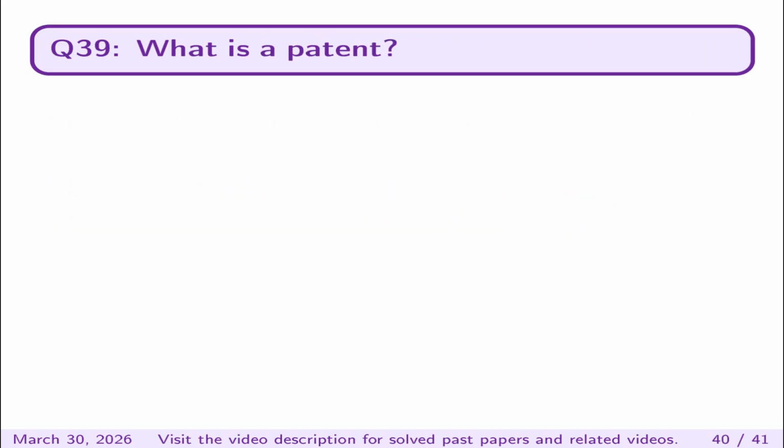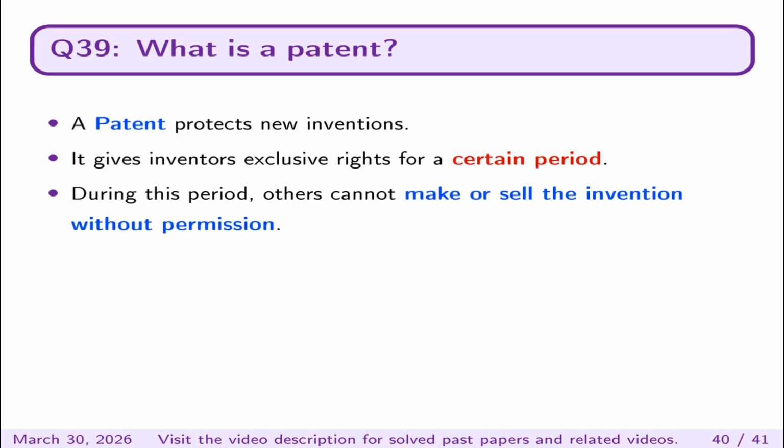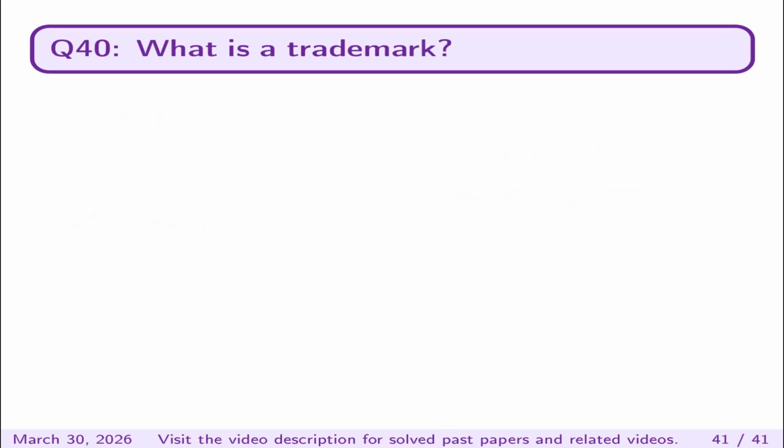What is a patent? A patent protects new inventions. It gives inventors exclusive rights for a certain period. During this period, others cannot make or sell the invention without permission.